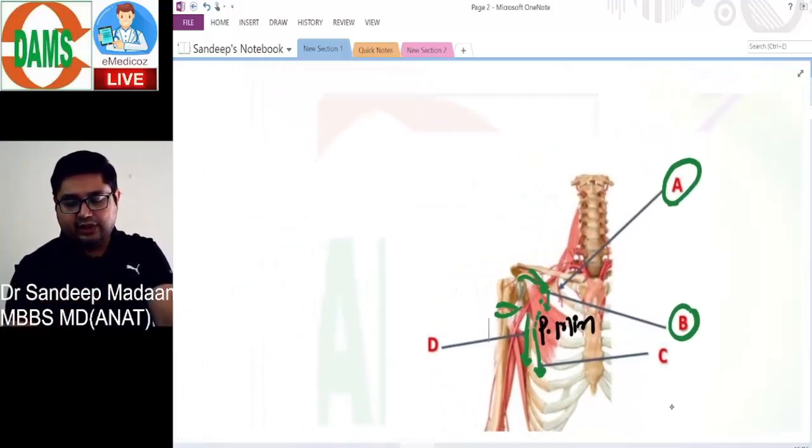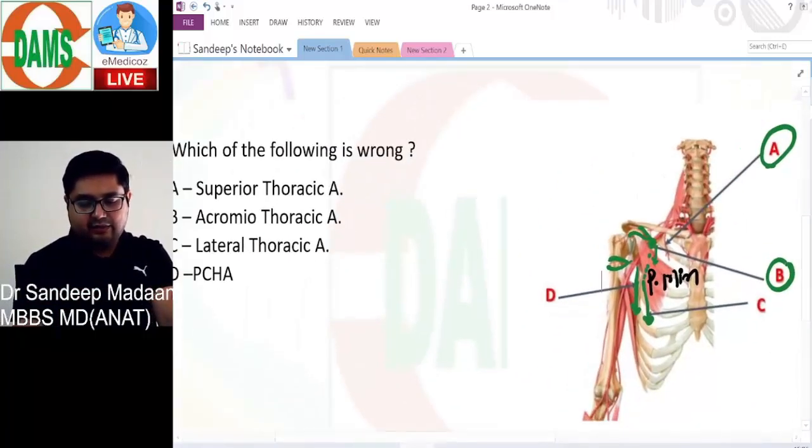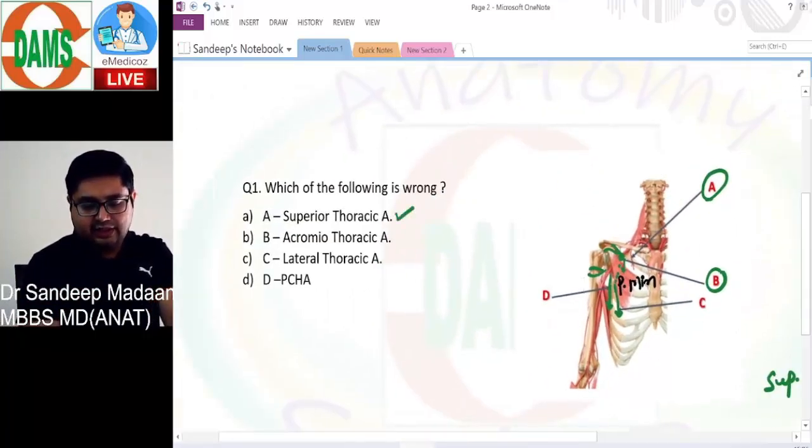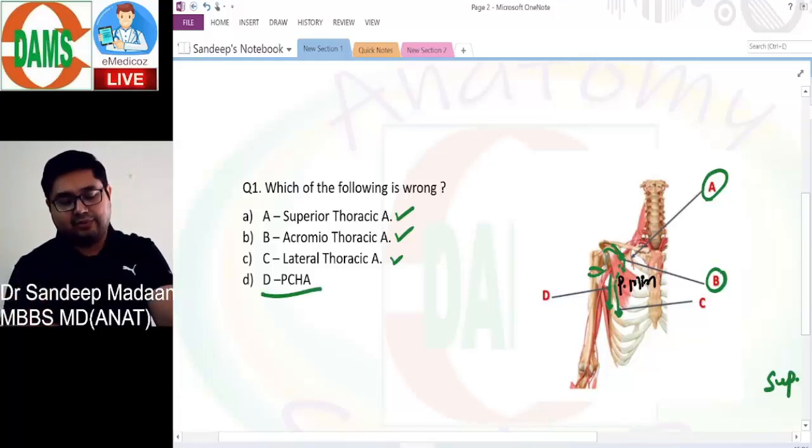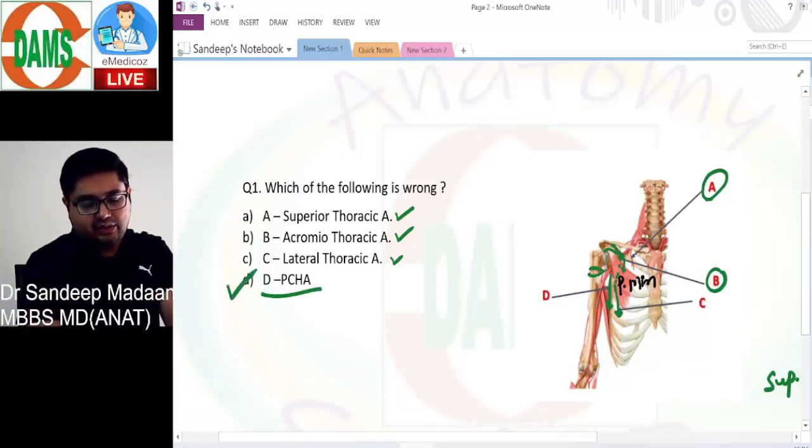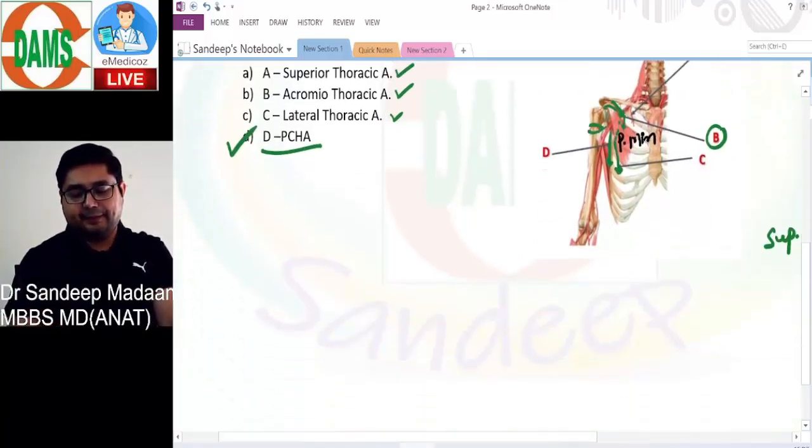So now we know what is the meaning of this ABCD. Our A is superior thoracic artery, yes. B is acromiothoracic, correct. C is lateral thoracic, that is also true. D is not Pacha, rather D is subscapular in this given question. So the answer to this question is D, right?